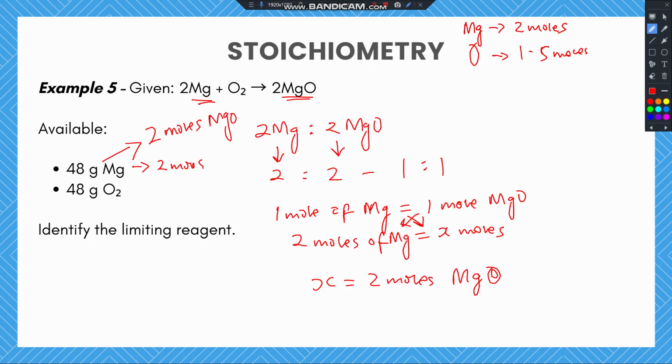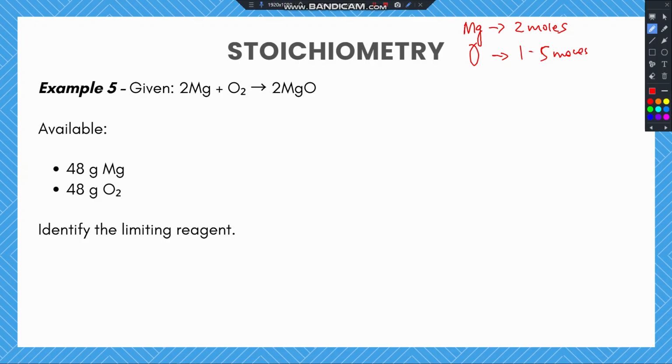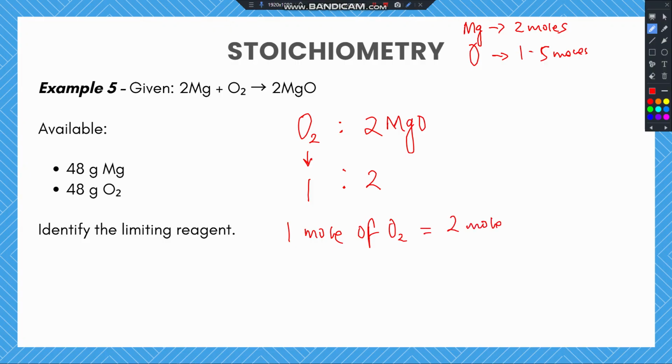Now let's find out for oxygen and see how much product it can produce. So oxygen, O2, reacts to produce 2 MgO. So the mole ratio becomes 1:2. What this means is 1 mole of oxygen reacts to produce 2 moles of magnesium oxide. Now from the question, we know that this is equal to 1.5 moles.